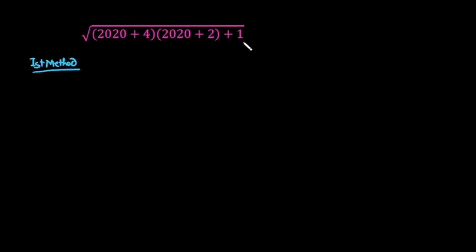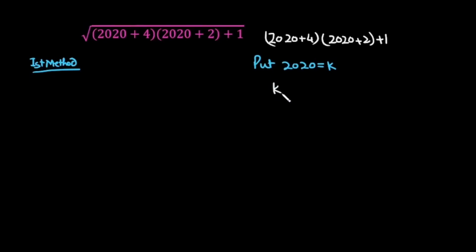If I take what's inside the square root and copy it here, this is 20 plus 4, 20 plus 2, plus 1. Leave the radical sign. So put 20 equal to k. This expression is k plus 4, k plus 2, plus 1.